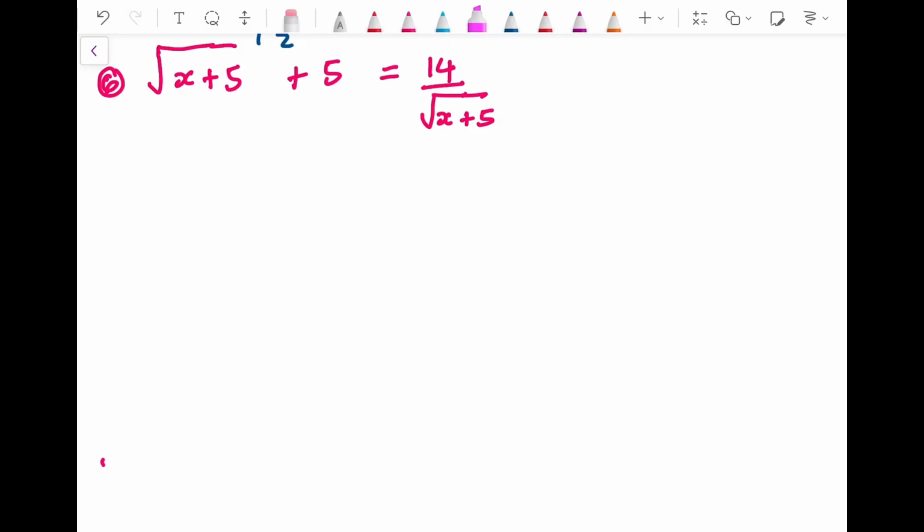Number 6, we are dealing with fractions. There are also roots. So now we have the square root. We have another square root here as a denominator. You can see that square root of x plus 5 is your LCD. So here I can multiply everything by square root of x plus 5 to get rid of this.